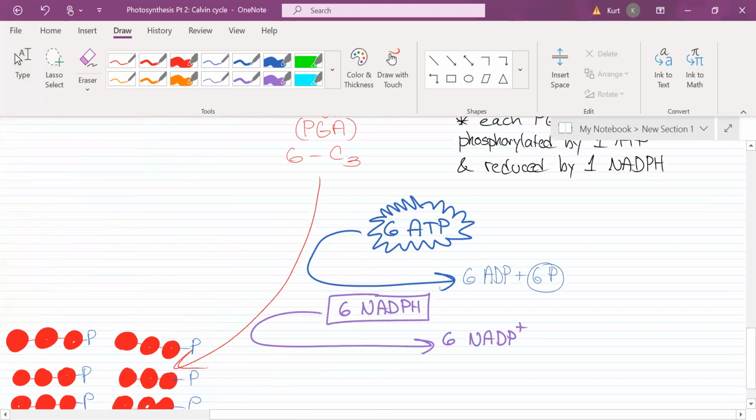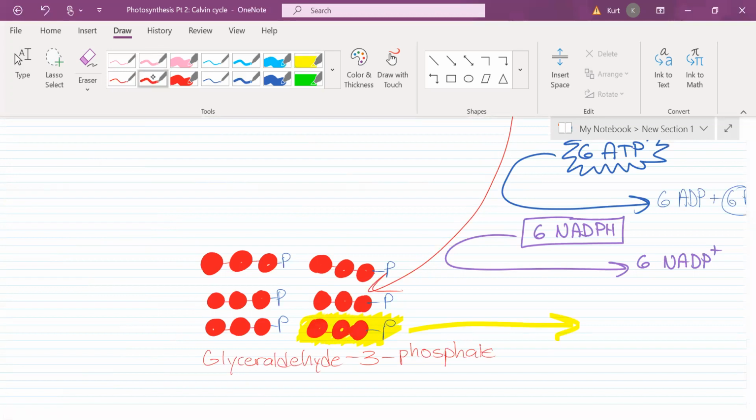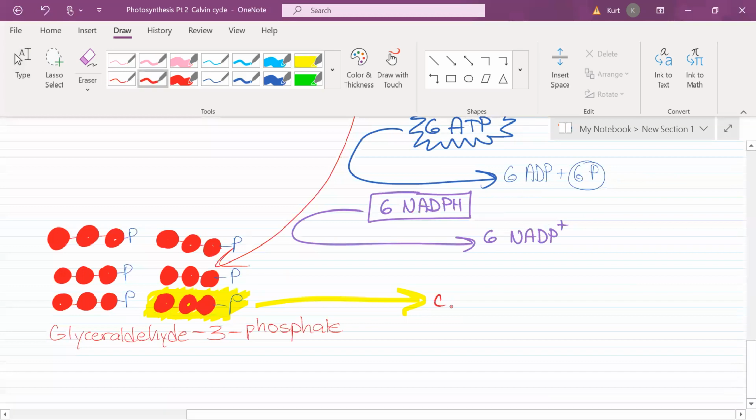All right. Now, guys, let's highlight one of these G3Ps, just one. One G3P is going to leave the cycle. This is going to contribute to making 1/2 of glucose. Just by using your own eyes, how many carbons are there in a G3P molecule?